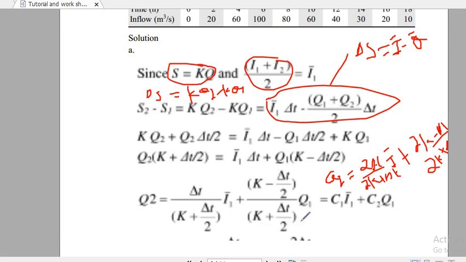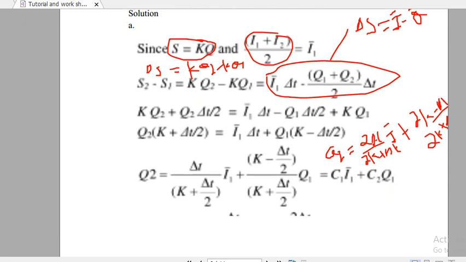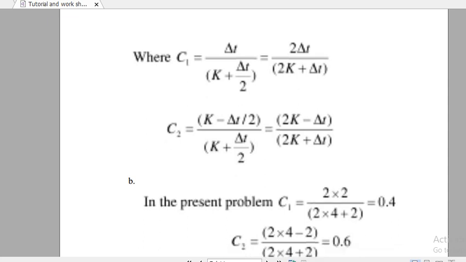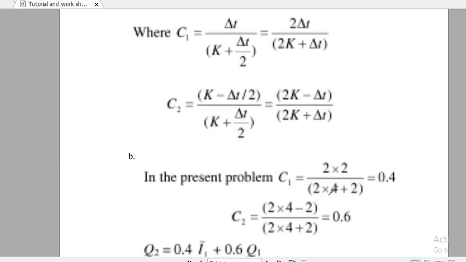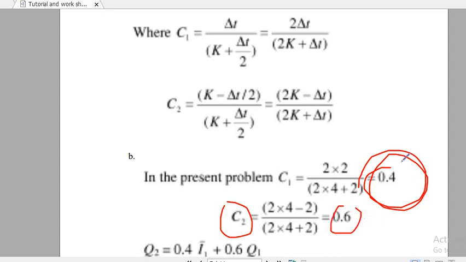Then Q2 is equal to C1 I bar plus C2 Q1. Then C1 is equal to this value and C2 is equal to this value. So by using this relationship you can determine C1 is equal to 2 over 2 times 4 plus 2, which is 0.4, and when you come to C2, 0.6. So check the two constants: the summation of the constants is equal to 1, 0.4 plus 0.6 is equal to 1, then it is satisfied.